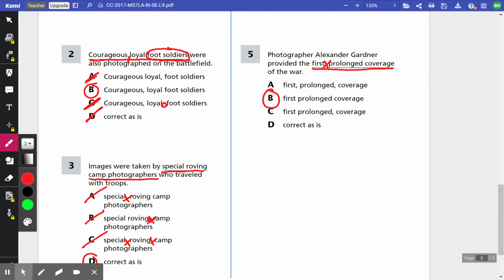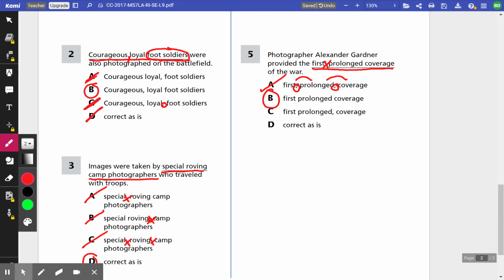So we know that we have to get rid of the comma between first and prolonged because they are not coordinate adjectives. So that kind of tells me why answer choice A is incorrect because it has a comma between first and prolonged. And we know that these two are not coordinate adjectives. And on top of that, it has a comma in between prolonged and coverage. And you can't say Alexander Gardner provided the first prolonged and coverage of the war. You can't throw an and in there. So, answer choice A, totally incorrect.